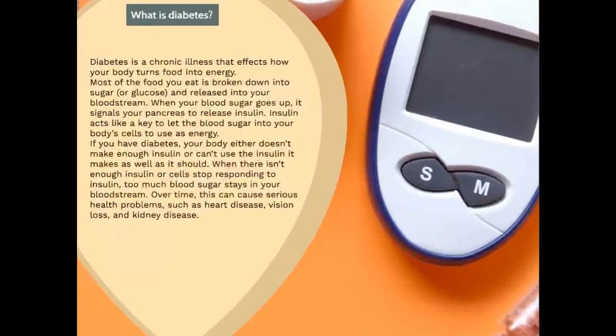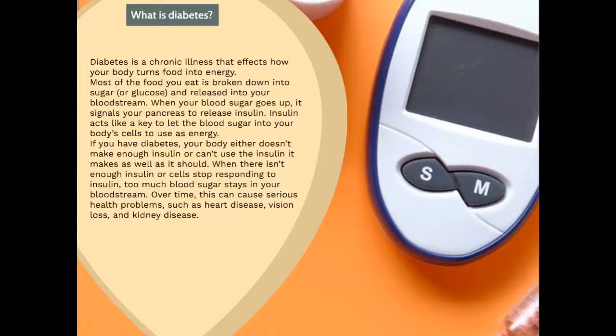First, what is diabetes? Diabetes is a chronic illness that affects how your body turns food into energy. Most of the food you eat is broken down into sugar or glucose and released into your bloodstream. When your blood sugar goes up, it signals your pancreas to release insulin. Insulin acts like a key to let the blood sugar into your body's cells to use as energy.